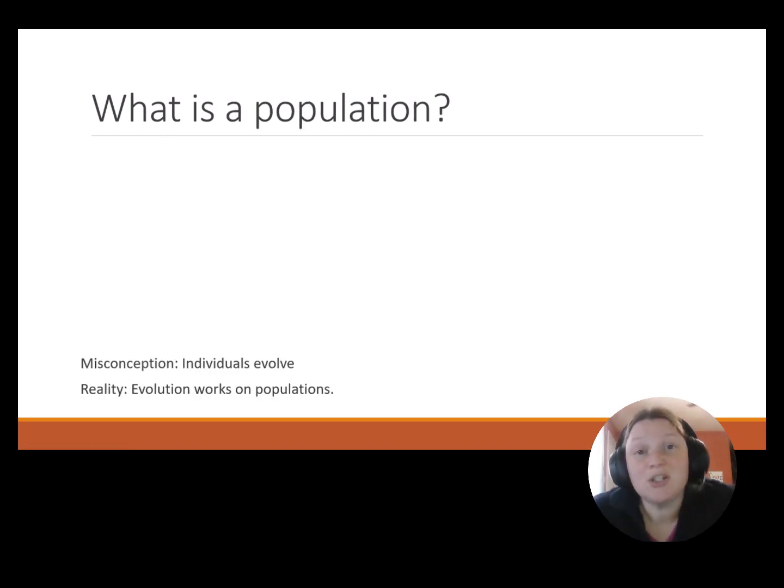A population is a group of organisms of the same species found in the same area. Generally, these organisms can reproduce. There are some exceptions to that rule, considering some organisms only reproduce asexually. However, for now, we're going to think about a population as a group of organisms, the same species, found in the same area, and they can reproduce together.